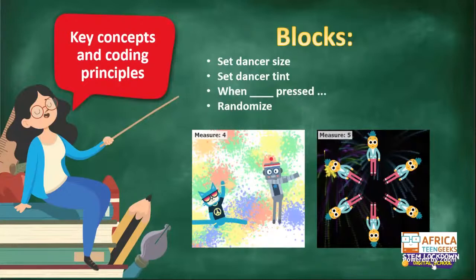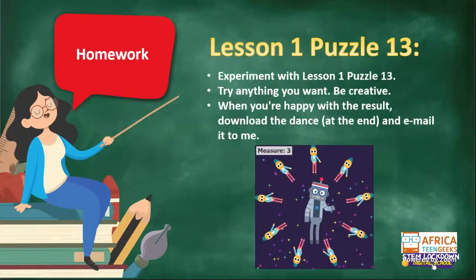There we go. Right, so these are the blocks that we looked at, and this is your homework that we just discussed. I want you to do the same puzzle that we just did, puzzle 13. You can experiment. Remember, there's no right or wrong because they didn't even tell you to do one thing. They just said be creative. So you can really try anything and see how long you can write your code and then download your video.